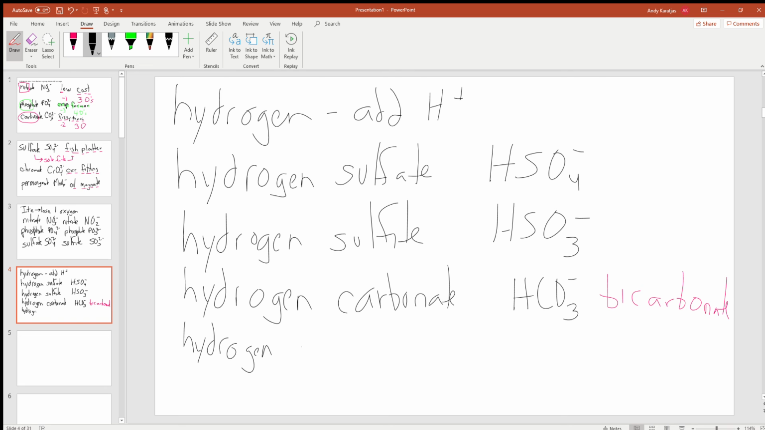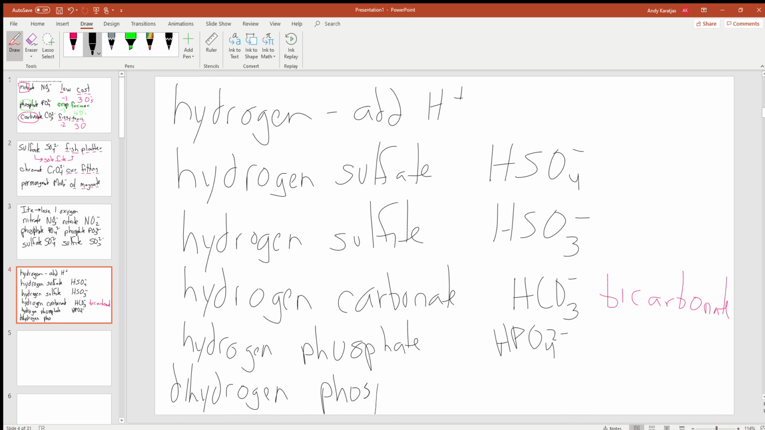And then we have hydrogen phosphate, HPO4 2-, or we can even add a second hydrogen to it and make it dihydrogen phosphate. And that would be H2PO4-.